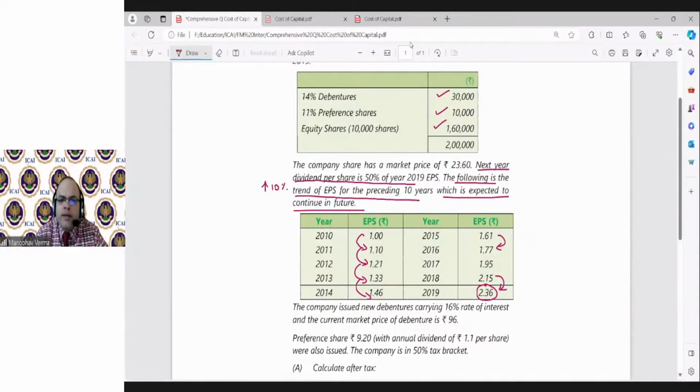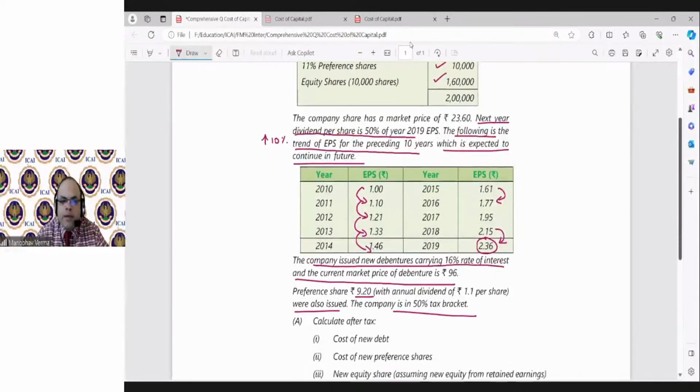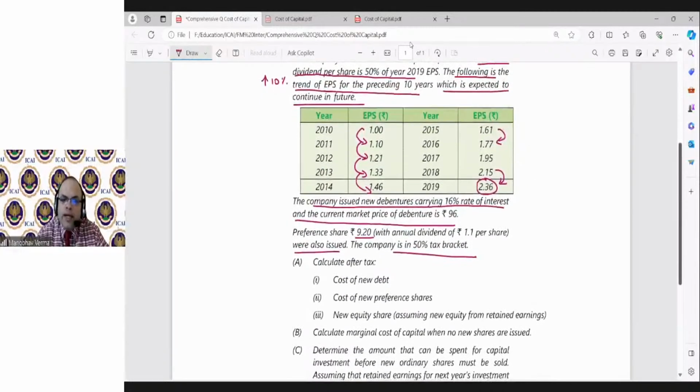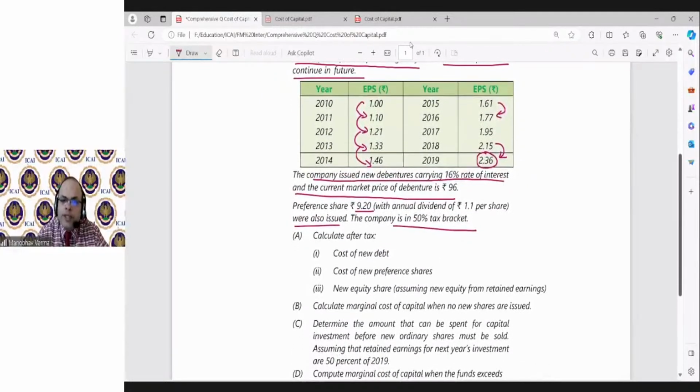10% is what we are trying to see here. Okay. The company issued new debentures carrying 16% rate of interest, and the market price of debenture is 96. The preference share is 9.2 with annual dividend of 1.1 were also issued. The company is in 50% bracket here. So we need to calculate some aspects. We have to calculate cost of new debt, cost of new preference shares, new equity share.